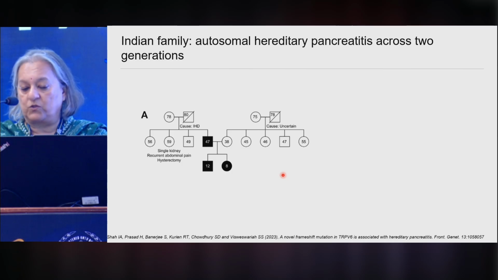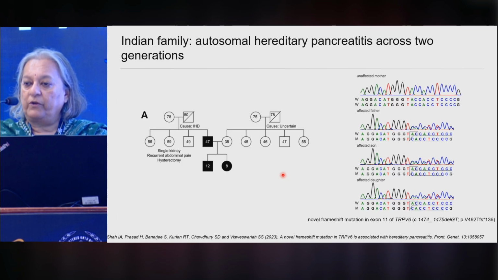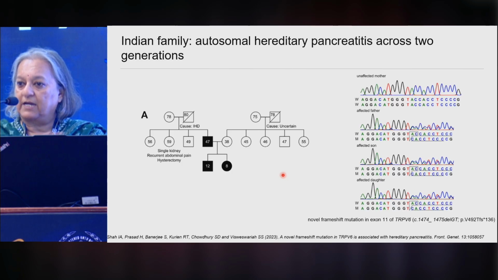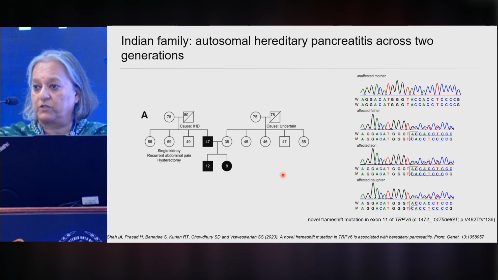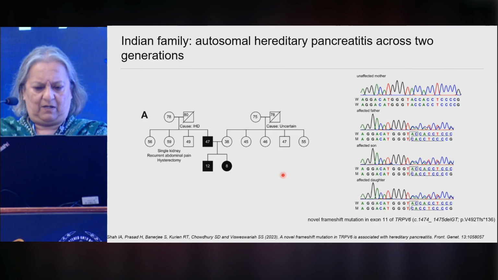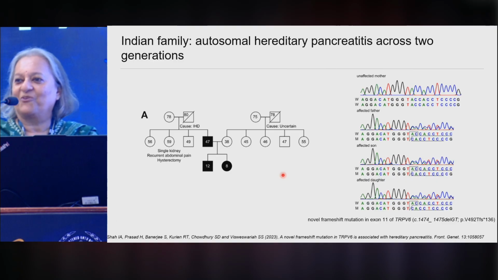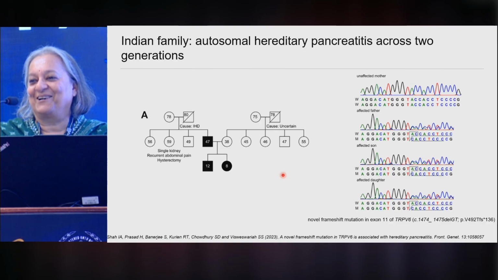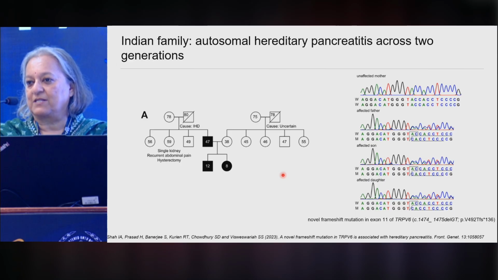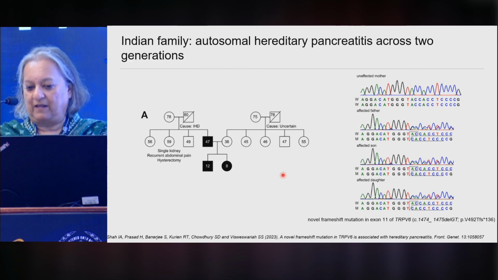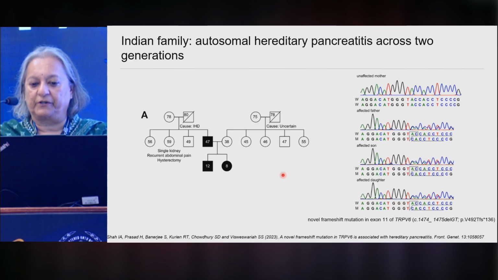And so we did whole exome sequencing. And what we found amongst all the pancreatitis-associated genes that have been reported so far was a mutation, I'm sorry, there's a fly that's bothering me, a mutation where there was a 2 base pair deletion in the TRPV6 gene in the patients. This 2 base pair deletion was absent in the mother, and it was present in the father and the 2 children.